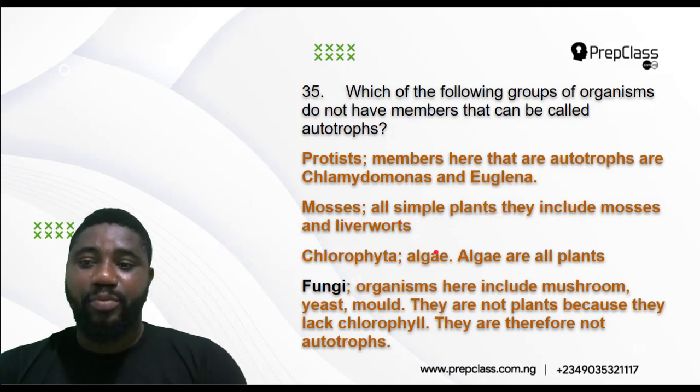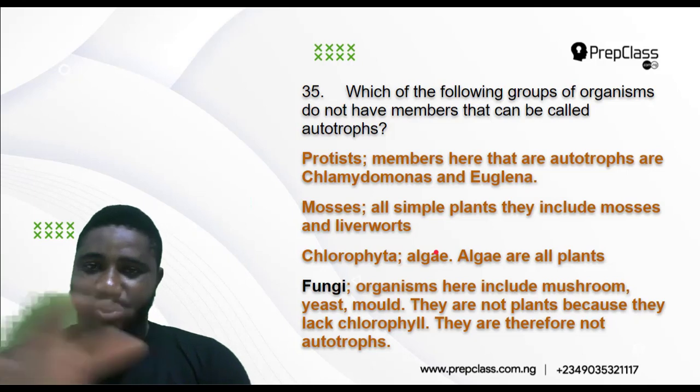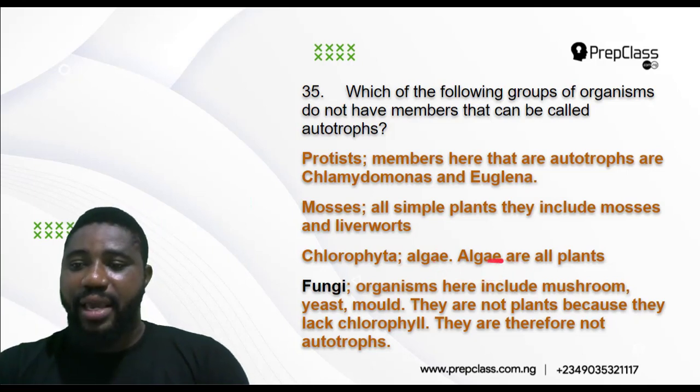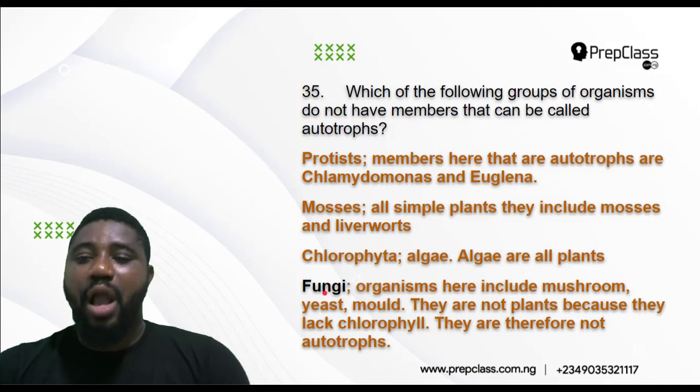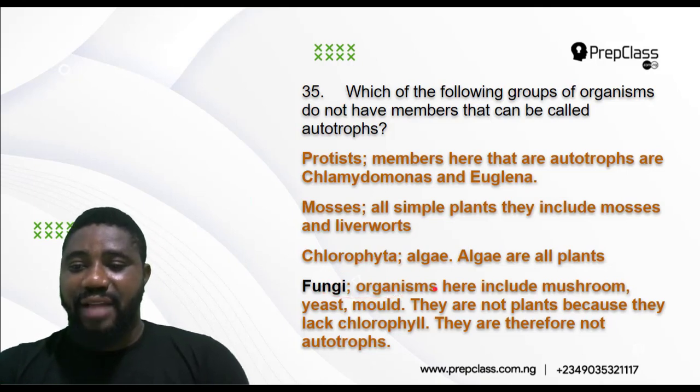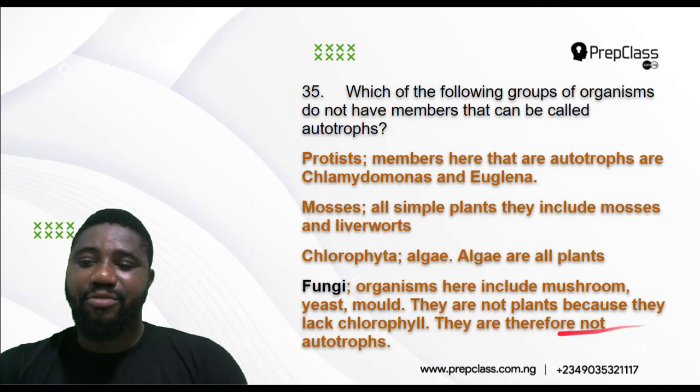Chlorophyta are algae, those plants that live on the surface of water bodies, and they are all plants. They have chlorophyll. Fungi are organisms that practice what we call saprophytism, feeding on dead remains of plants and animals, and they include mushrooms, yeast, and mold. They are not plants because they lack chlorophyll. They are therefore not autotrophs.